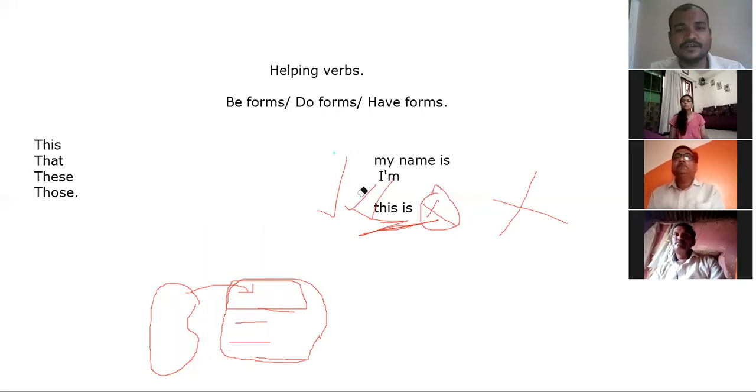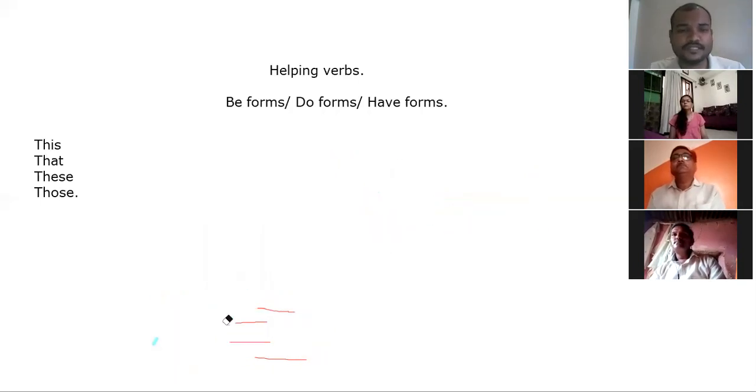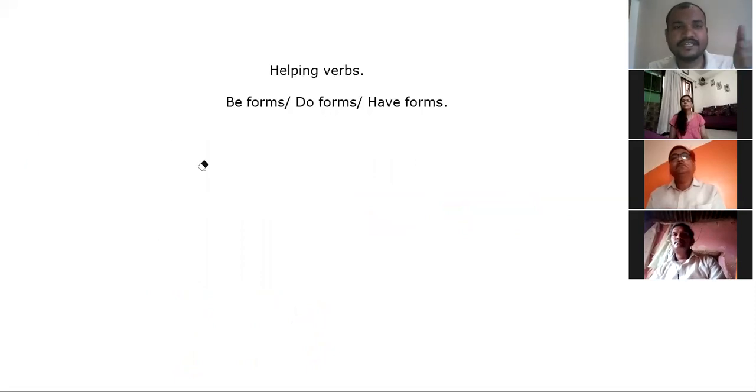Right. So tomorrow what you are supposed to do is try to write down examples for this, that, these, those. At least 2 examples for this, 2 examples for that, 2 examples for those, 2 examples for these. No smart work. Try to show your hard work. Okay.